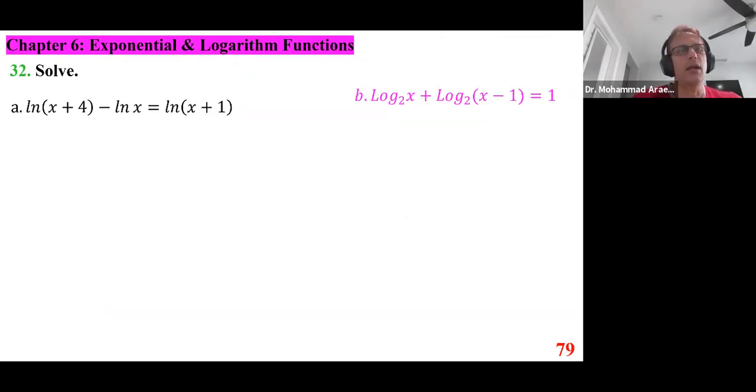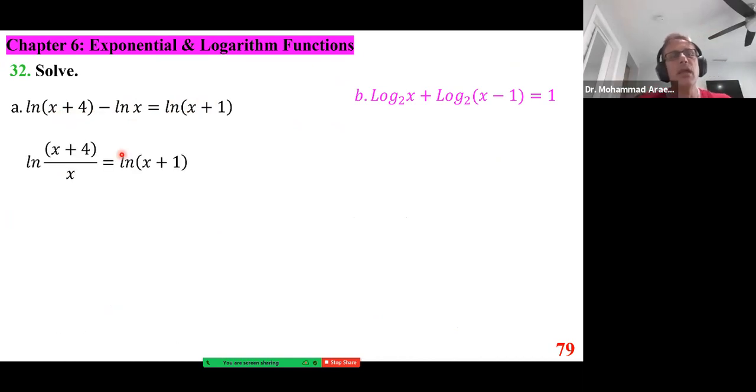Okay, we see logs and nothing else. So let's put each side into a single log. This is fine. The left side is ln of x plus 4 over ln x, ln of x plus 4 over x. Now we have the same base, namely e. We must have the same argument.